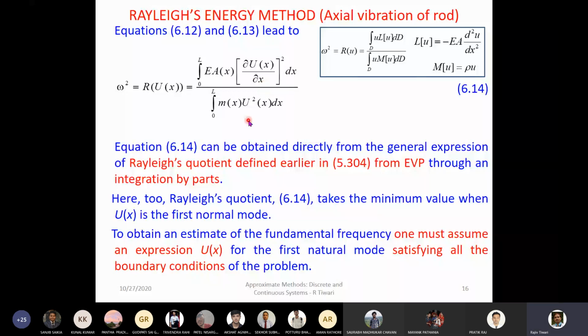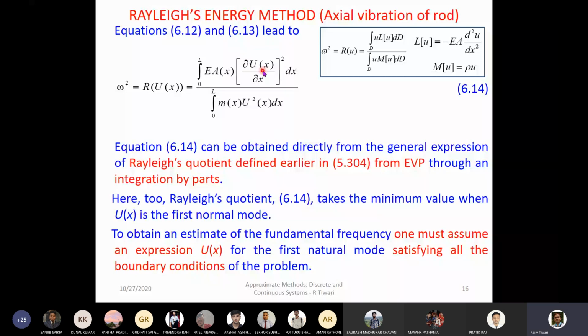Here, as we know, the Rayleigh's quotient takes the minimum value when the function we are choosing is close to the first normal mode. If that is not close to it, then it will give a value more than the first natural frequency. And here, because we are not solving the eigenvalue problem directly, we are assuming this u(x) function.